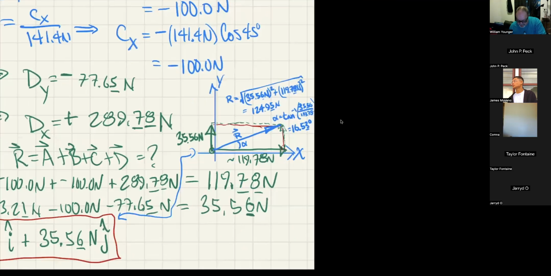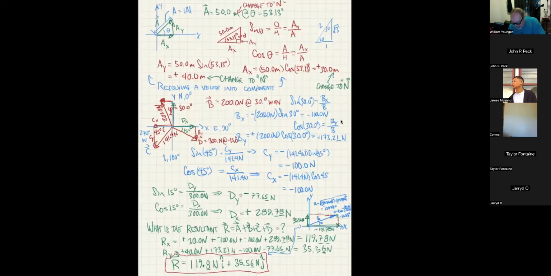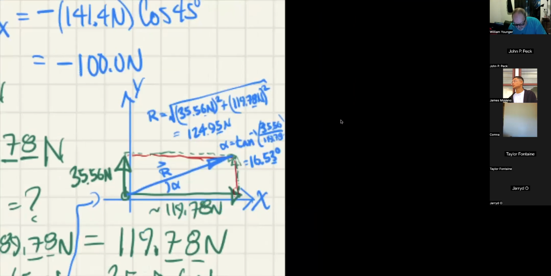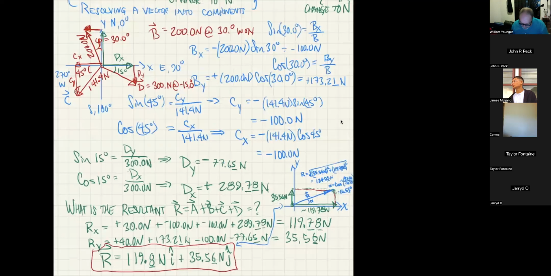So that is how you can build a vector back up into magnitude and direction. Remember, when you open this, you can make it larger like that if you want. I just was trying to fit it in there. These are on my Google Docs, don't forget.